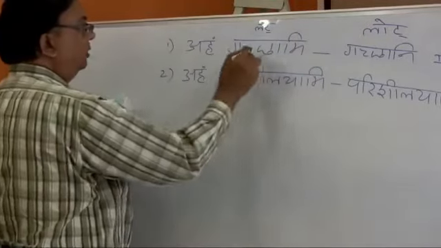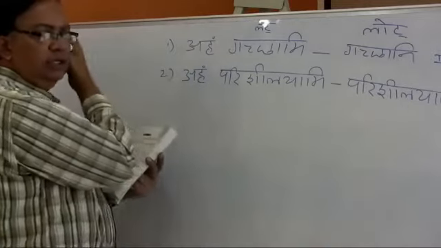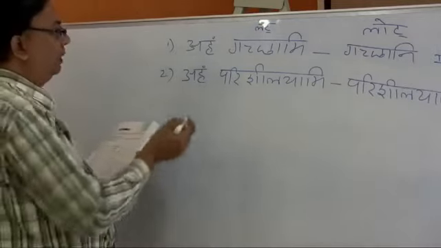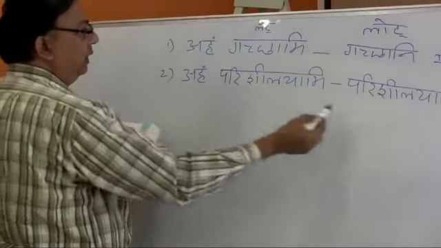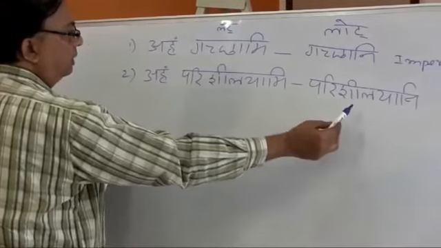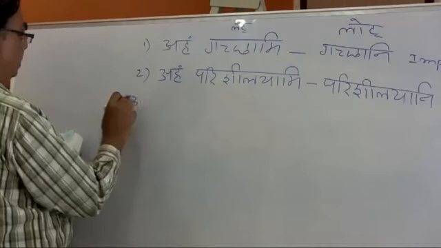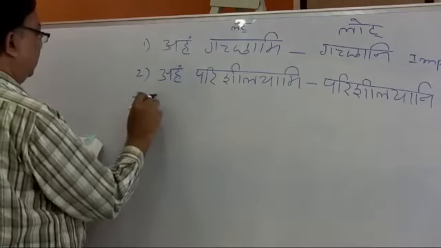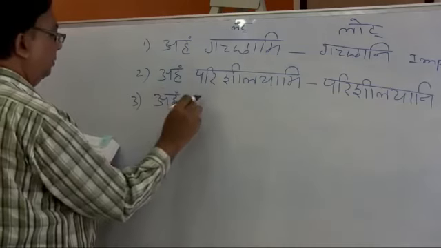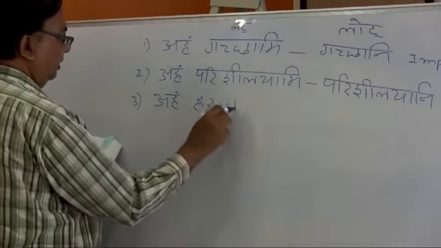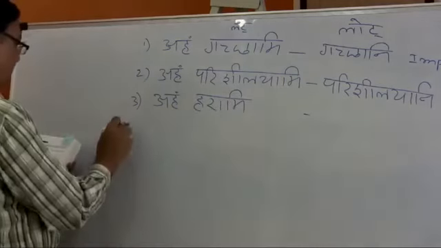Aham gacchani. Gacchami, you know this. Aham gacchami, I go. But when you say aham gacchani, may I go or let me go? Similarly, aham parishilayami, I am considering, I am examining, may I examine? Aham parishilayani. So converting on the basis of gacchani, you do all these sentences. Firstly, I am writing the sentences. The third sentence, aham harami, I take away, I take, I carry. This has to be converted into imperative mode.